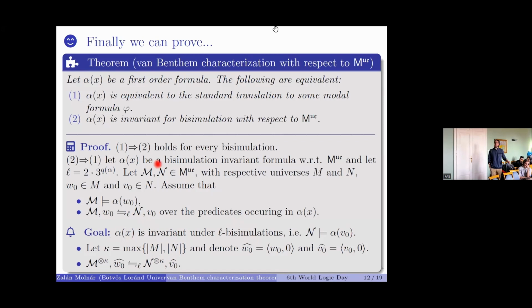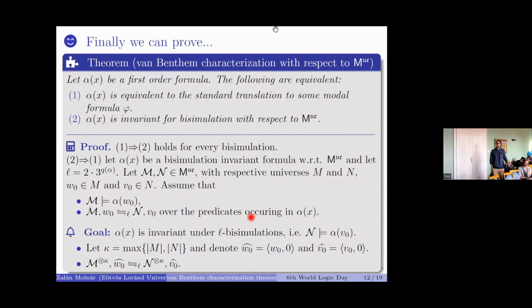So our assumption is that α is invariant under bisimulations, but this is invariant under this modal depth ℓ-bisimulation, which has the very intuitive meaning that if M satisfies α and they are ℓ-bisimilar, then it happens if and only if N has to satisfy α.